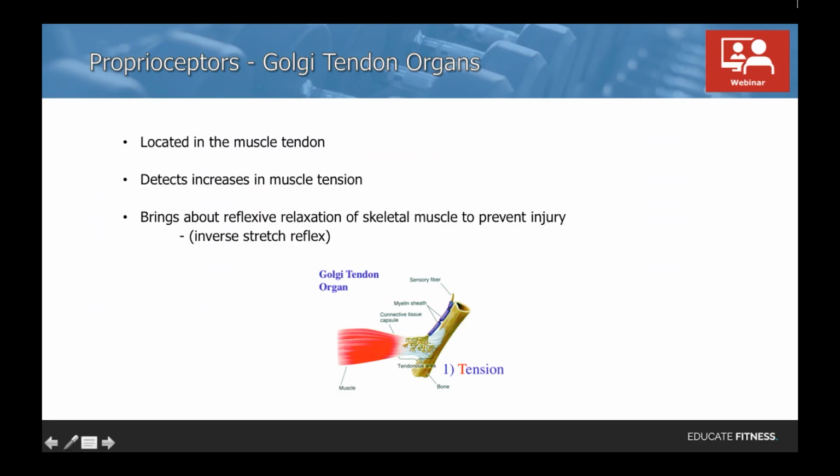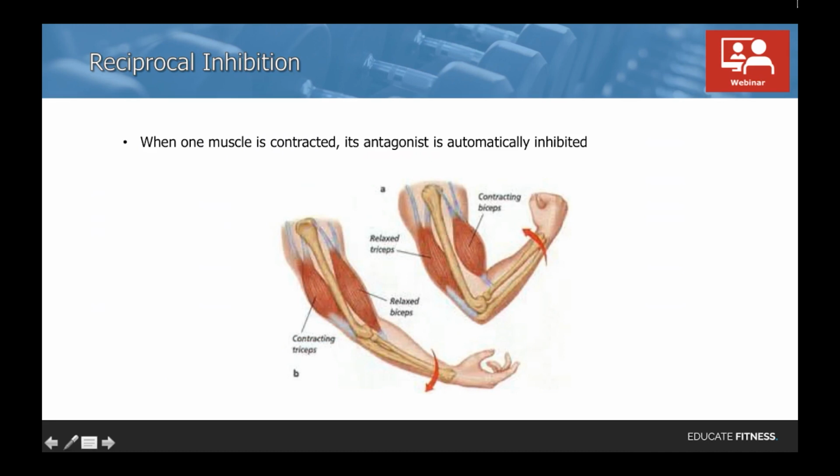Okay, let's move on. And that links in perfectly with reciprocal inhibition, really. Reciprocal inhibition means when one muscle is contracted, its opposite muscle, the antagonist, is automatically inhibited. Simply put, when one muscle is on, the opposite muscle is off.